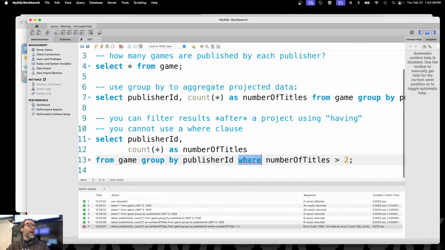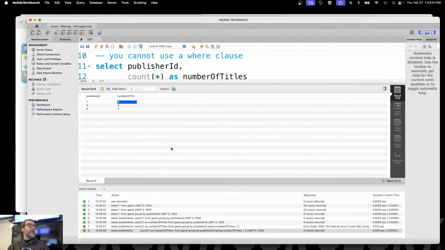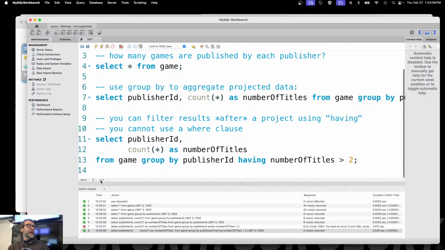Where? That's because wheres are filtered before projections. If you've got data up here in a higher dimension, you can filter it out, but then you're projecting it down into a lower dimension, you can't filter it out with the same keyword. So what I'm going to do is change this into a having. And now it's perfectly fine. Now we don't have all of those with a single game. It has 3 games, 5 games, or 4 games, because it was strictly greater than 2.